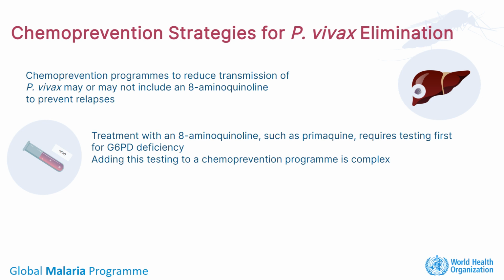Chemoprevention programs for P. vivax that do not include this medicine may be less effective. Although we have no evidence to say for sure what impact radical cure may have in chemoprevention programs, the dosage of primaquine required to cure liver stage parasites can cause hemolytic anemia in people with G6PD deficiency. WHO recommends G6PD deficiency testing before primaquine is given. Adding this testing to chemoprevention strategies is likely to complicate the program.